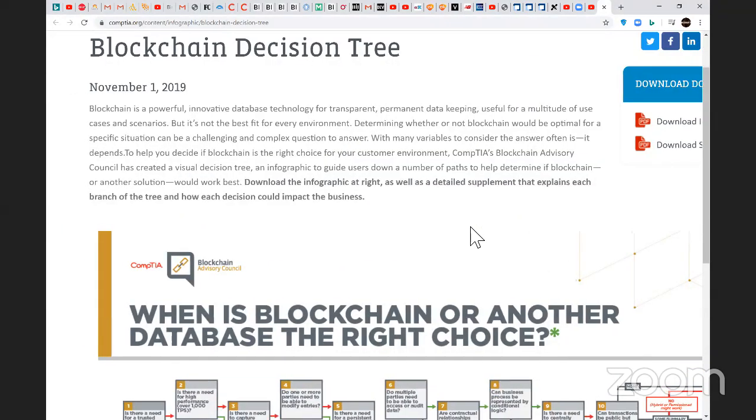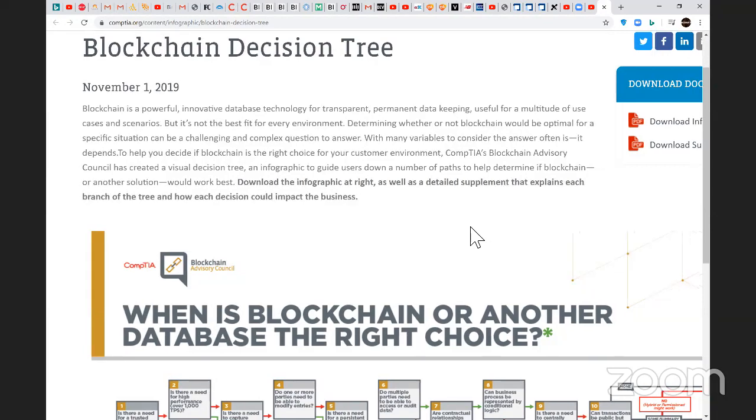Blockchain is a powerful, innovative database technology for transparent, permanent data keeping, useful for a multitude of use cases and scenarios. But it's not the best fit for every environment. Determining whether or not blockchain would be optimal for a specific situation can be a challenging and complex question to answer. With many variables to consider, the answer often is, it depends. To help you decide if blockchain is the right choice for your customer environment, CompTIA's Blockchain Advisory Council has created a visual decision tree and infographic to guide users down a number of paths to help determine if blockchain or another solution would work best.